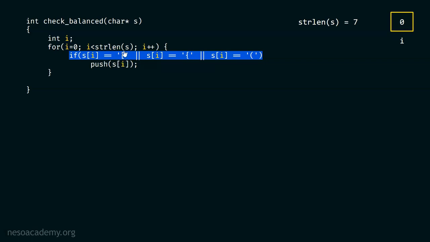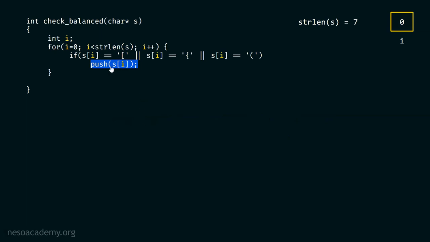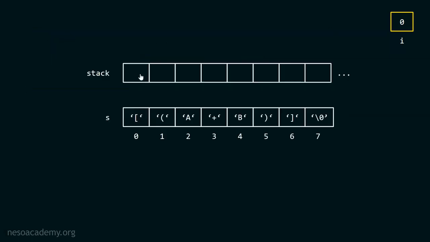Is SI equal to left square bracket or left curly bracket or left round bracket? We already know that SI is actually equal to left square bracket. This is the first thing we have encountered, right? We know this already that SI, which is S0, is actually left square bracket. Therefore, we must push this symbol, this left square bracket, inside stack. As simple as that. This means that this memory location will hold left square bracket. Correct? You can see this right now. This memory location is holding left square bracket.